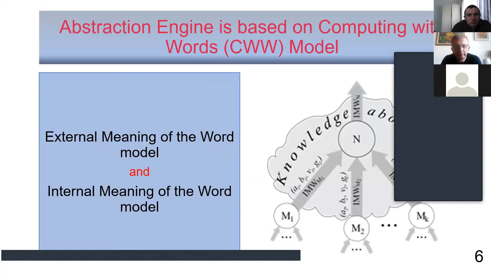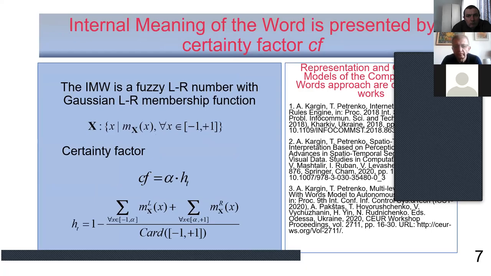The base of the abstraction engine is two models. The internal meaning of the words is the computational meaning of the data from the sensor, and the external meaning of the words is a multi-level parameterized description by words. The internal meaning of the words in our model is represented by a large number and a certainty factor. And on the right side of this slide, you can see our previous paper where this model was introduced.